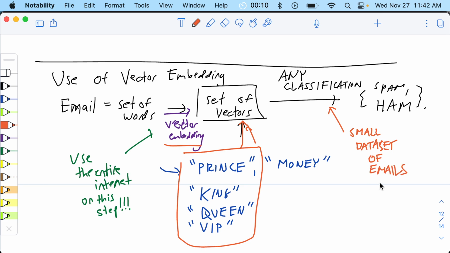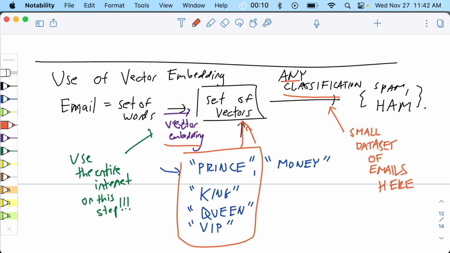So a small data set of emails is only used in the last step, and it has an easier time because some of the hard work of figuring out that these are related concepts has already been done for it using the large data set, and you can classify it as spam or ham just with a small algorithm like logistic regression or something. So this is a great example. Any questions or comments about this example?